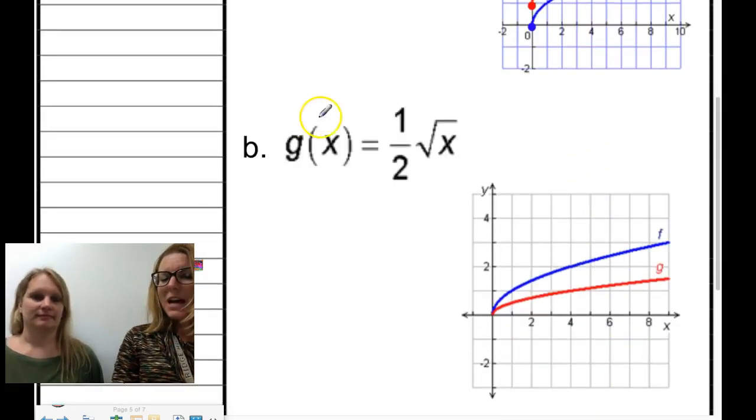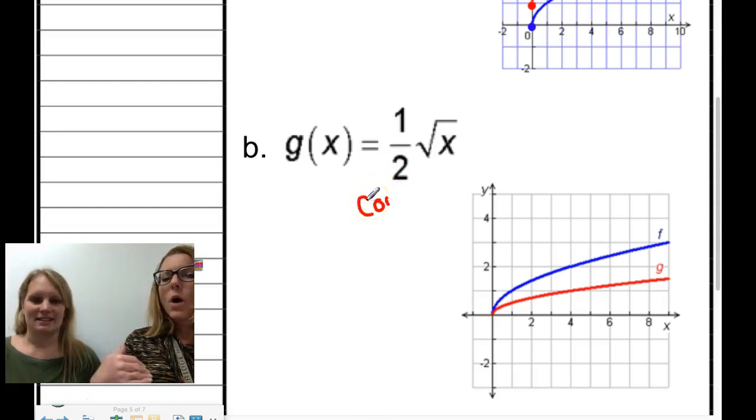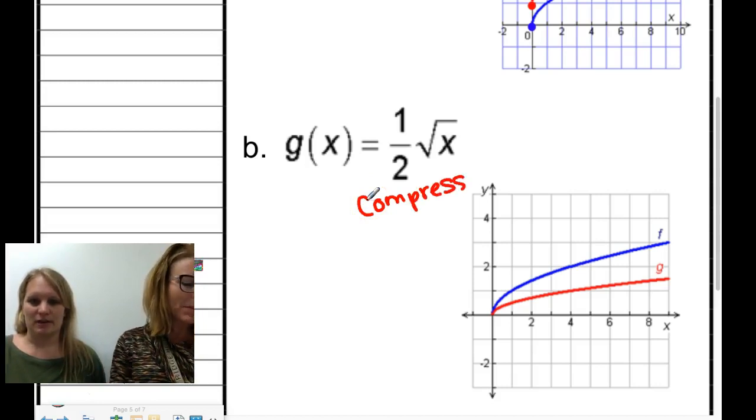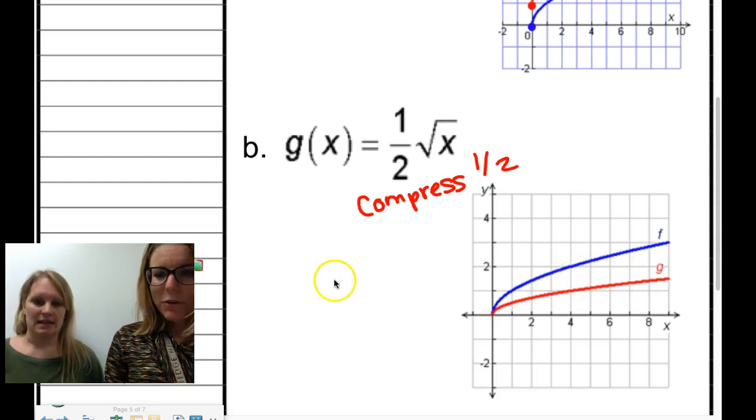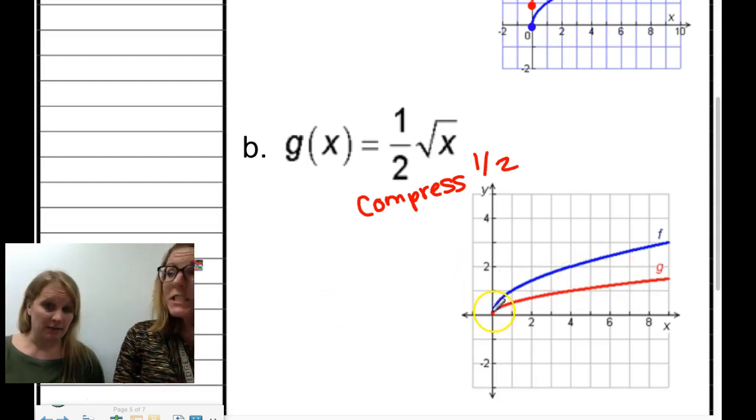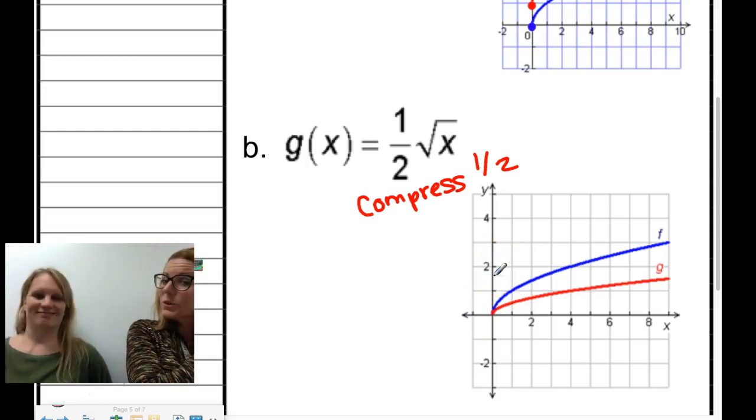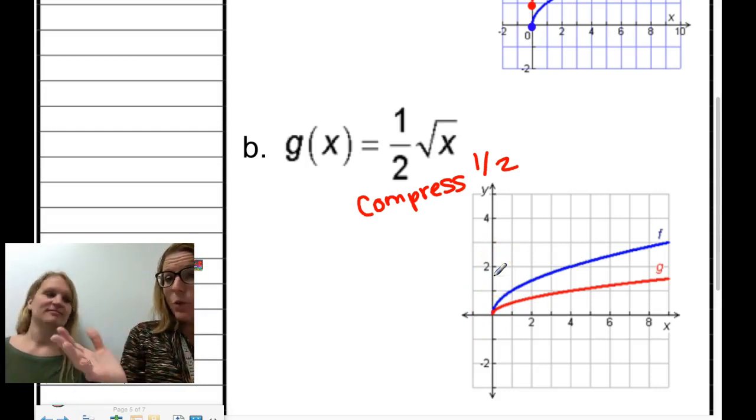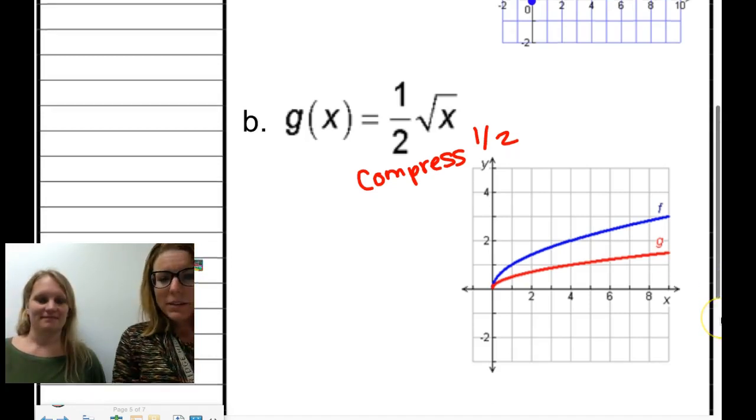Now there's not anything added to the outside, but there's a 1/2 on the front, and that's a compression because it's less than 1. Compressed by 1/2, and that's what they did. They compressed it and left it starting in the same spot, so the vertex is the same. We didn't go up or down, left or right. We just pushed it down like a garbage can.